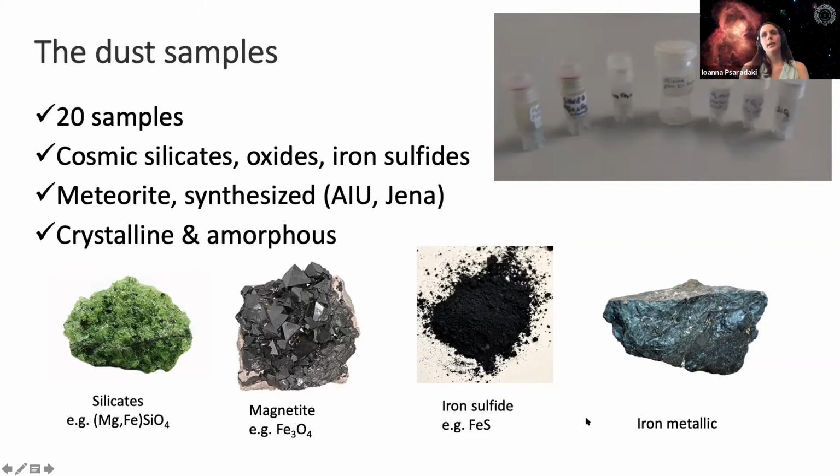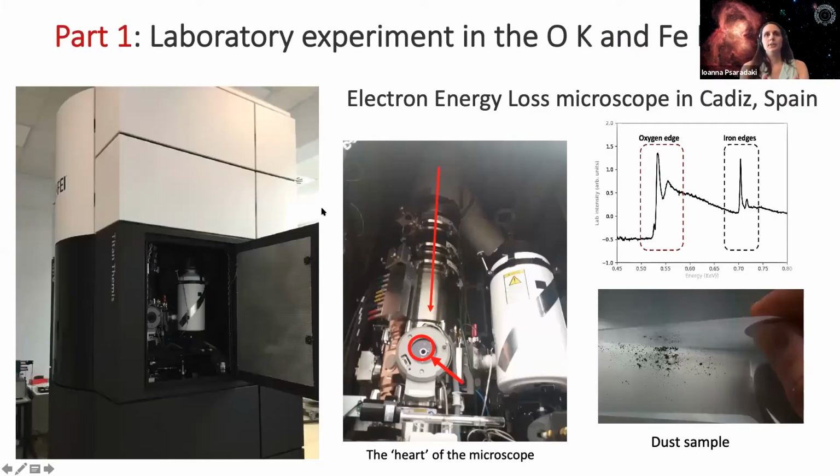We are also planning next month to go back to the laboratory to study metallic iron. Some of these samples are natural, taken from meteorites, and most of them are synthesized at laboratories in Vienna. Most of them come in both crystalline and amorphous form, so we can also study the crystallinity of interstellar dust. So this is the first part.